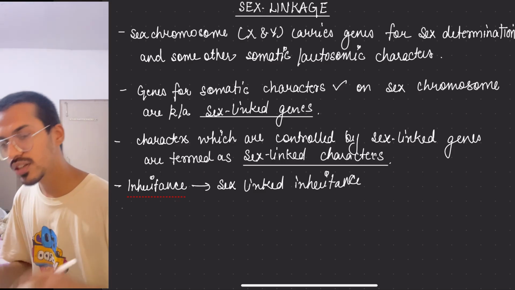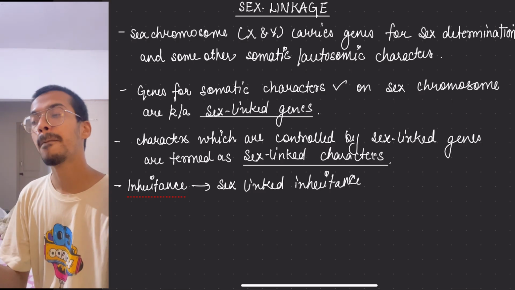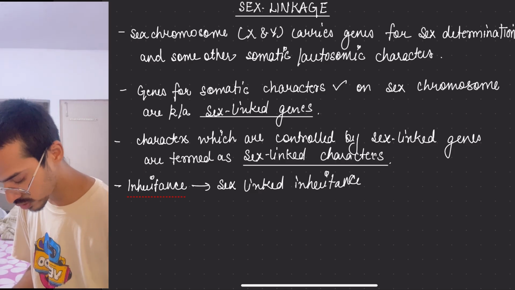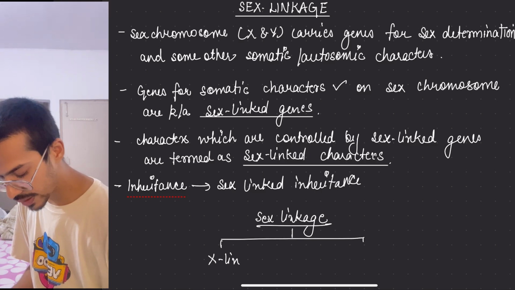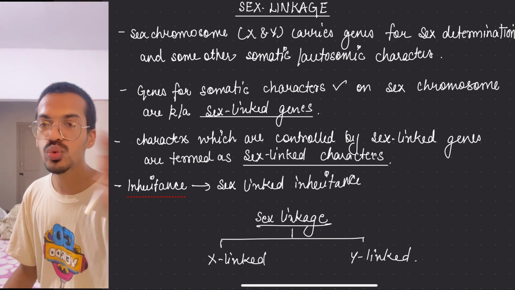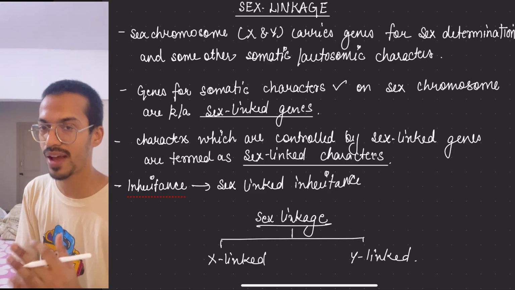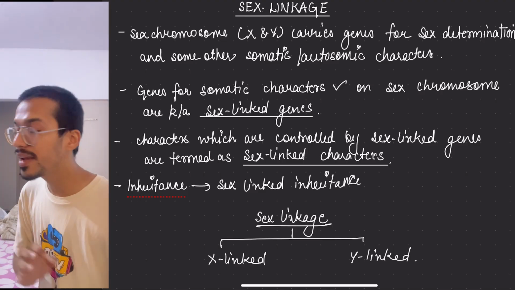And there are diseases which we have to study. The two most important diseases that we have to study are color blindness and hemophilia. Now, this sex linkage can depend upon the different sex chromosomes. So, for example, it could be X-linked or it could be Y-linked. Okay, so there are two types on the basis of sex chromosomes. Now we're going to study X and Y separately, and the factors which are done by X, which are done by Y.